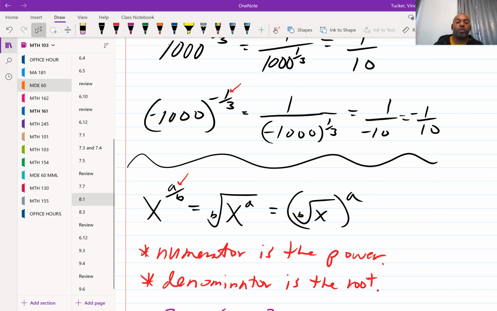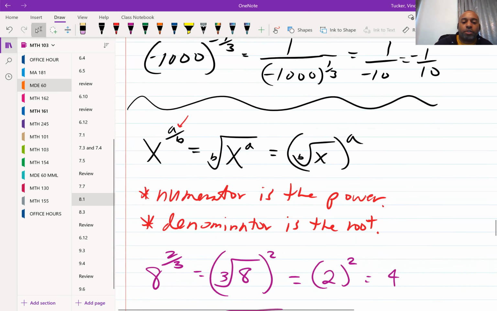So it doesn't matter which order you apply it. You can either do the root first, then the power, or the power first, then the root. Doesn't matter. Just remember that your denominator is your root and your numerator is your power. So you just have to hold true to that and you'll be all right.